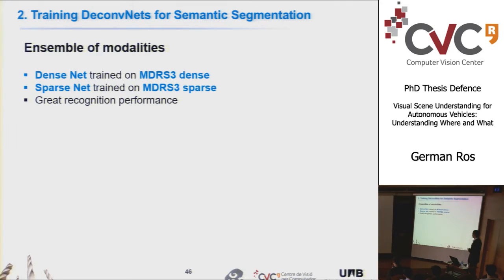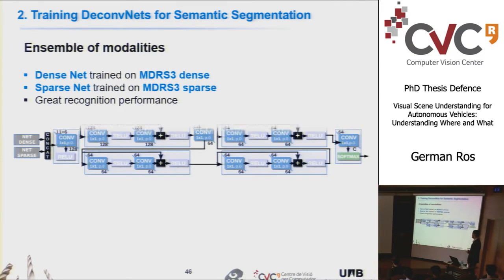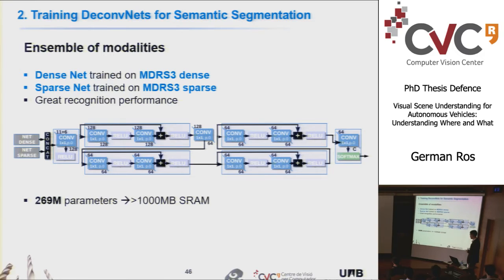Okay, the last proposal is to do an ensemble of modalities. So this is basically training a network on the dense domain and a second network on the sparse domain. You fix and freeze those networks, and then you combine them, adding some residual modules here. And this is actually the approach producing the best results. But the main problem is that now we have double the number of parameters, so we increase the number of parameters to almost 260 million parameters, taking a gigabyte of memory in RAM, which is clearly not suitable for embedded context.